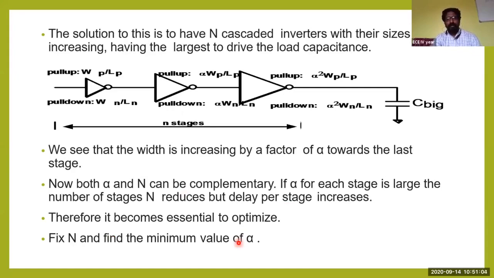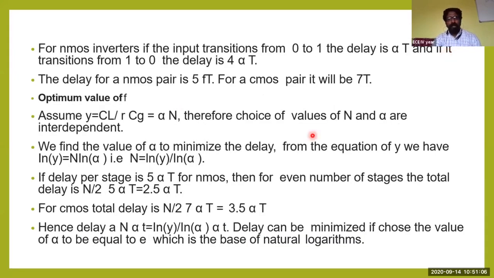So this is a huge concept, but I've given some clear lines about how to minimize that alpha and how to optimize that one. For NMOS inverters, if the input transition is happening from 0 to 1, the delay will be alpha times T. And if it is from 1 to 0, the delay will be 4 times alpha T. So this is the delay for a 0 to 1 transition and for a 1 to 0 transition.